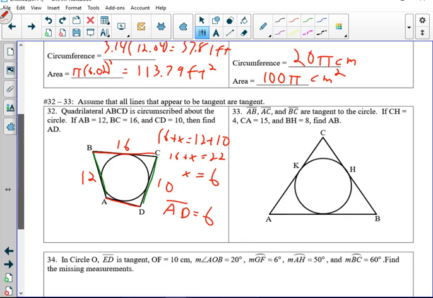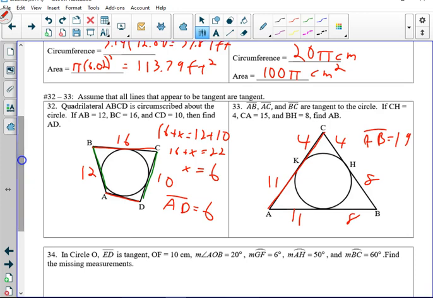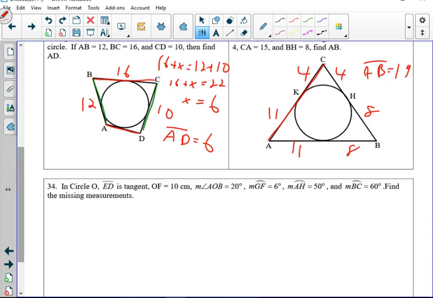Alright, all these are tangents. CH is 4, which makes CK 4. CA is 15. Well, if this is 15, and CK is 4, that makes this 11, which makes this 11. Because the tangents coming from the same point are equal. And BH is 8, which makes this 8. So it says find AB, 11 plus 8. AB is 19. Now all this information right here goes on the next page for 35.